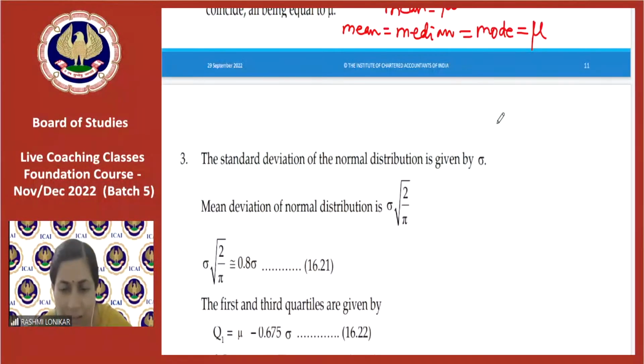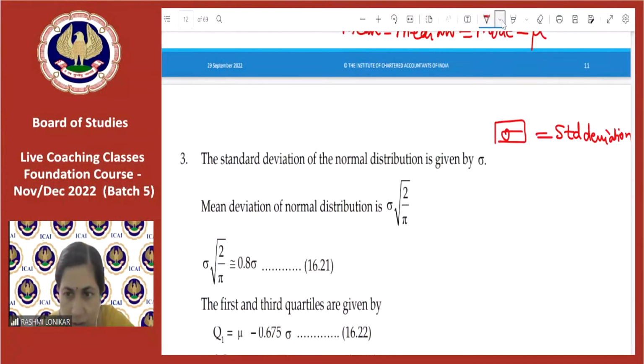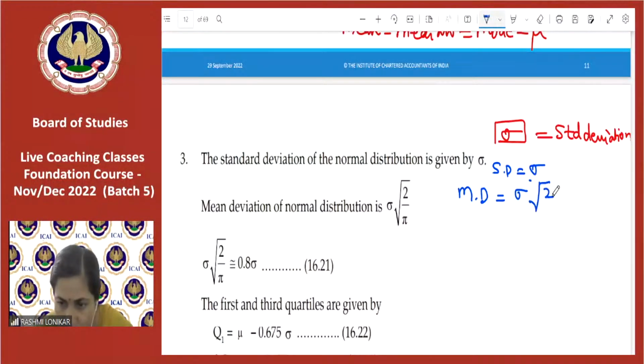Okay, the standard deviation, sigma, this gives the standard deviation. What about mean deviation? Mean deviation is given by sigma into square root of 2 upon pi. Okay, sigma into square root of 2 upon pi.